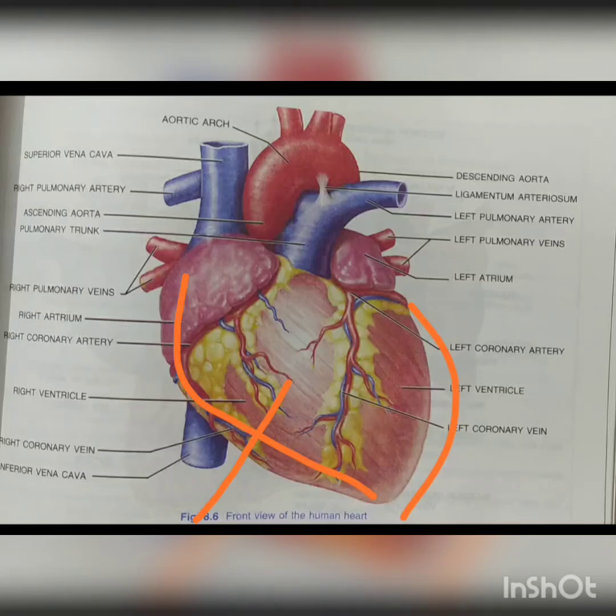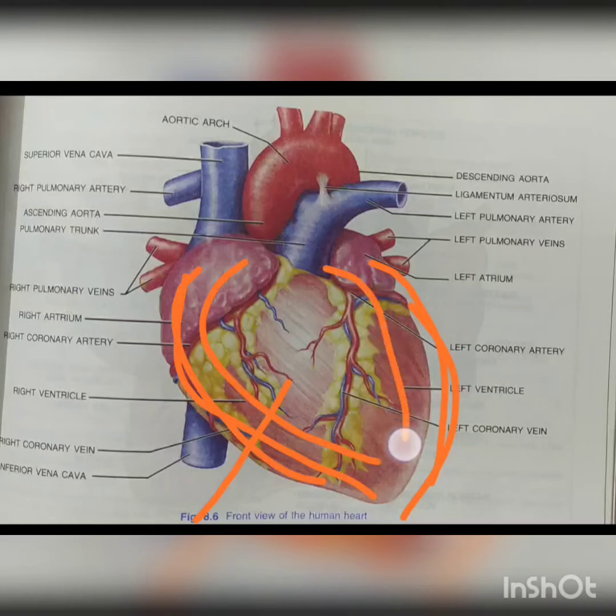It is equal to the size of our fist. The average weight of the heart is about 350 grams in males and 300 grams in females. It is enclosed externally by a membrane called epicardium. Internally, the heart is surrounded by the pericardium.